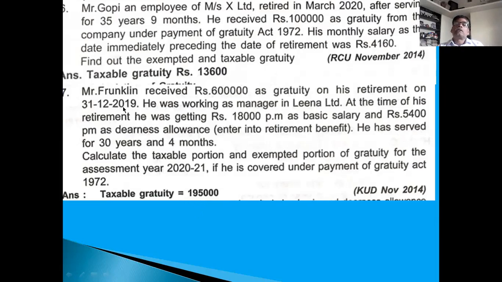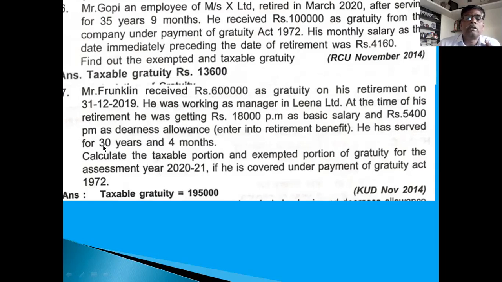And come to this next question number 7. Mr. Franklin received 6 lakh rupee gratuity. Then worked as a manager. At the time of his retirement, he was getting 18,000 basic salary, 5,400 per month DA. So you have to take the total 18,000 plus 5,400. 23,400 is the salary you have to take in the third point.